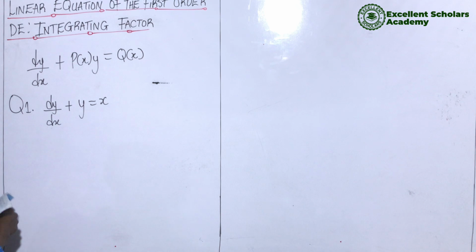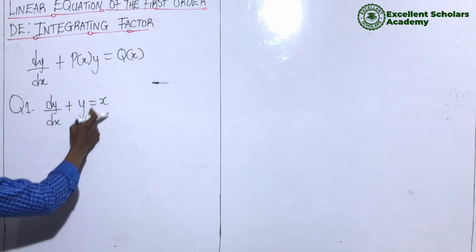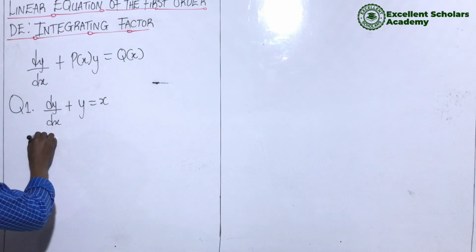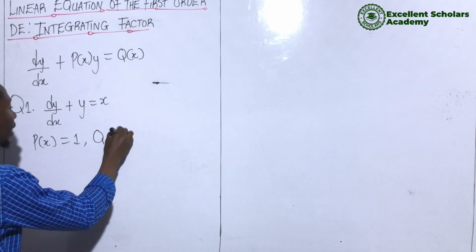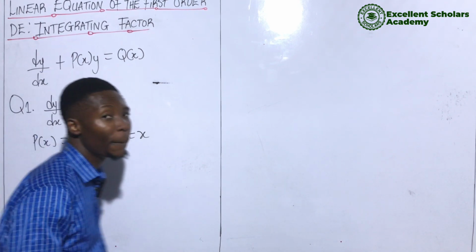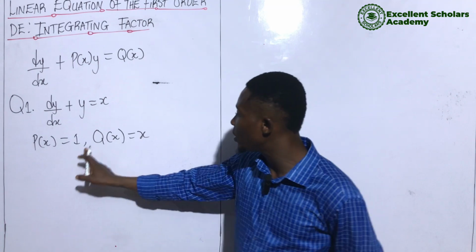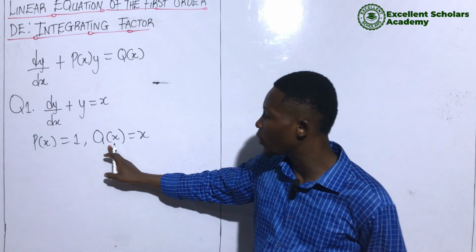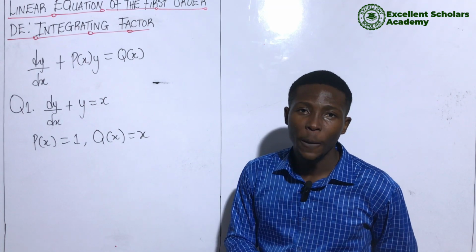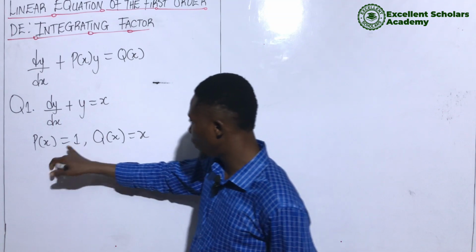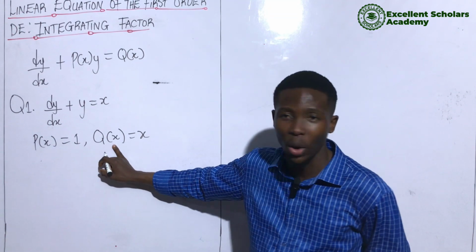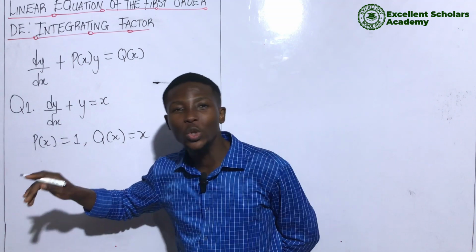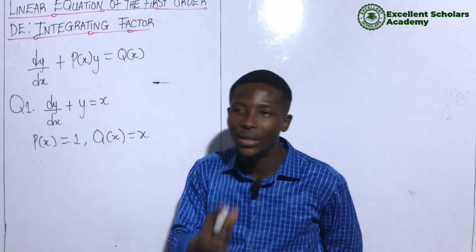If you compare this equation and this form, you notice that here our p of x is equal to 1 and our q of x is equal to x. Now, the first step, like I said, is to recognize our p of x and our q of x. The next thing to do is to get our integrating factor.